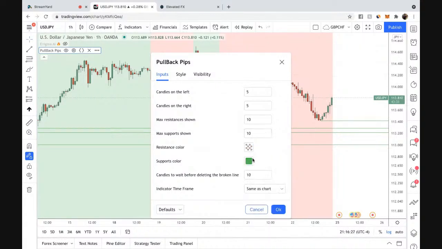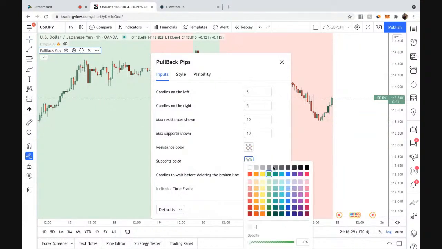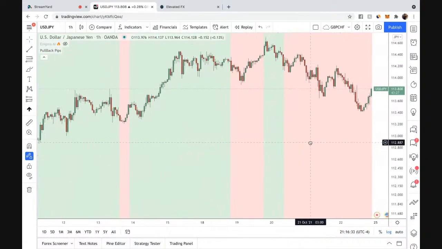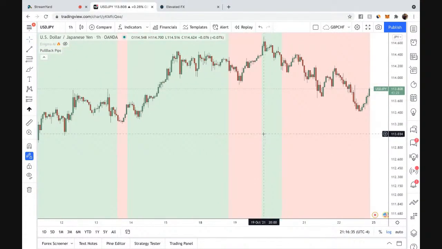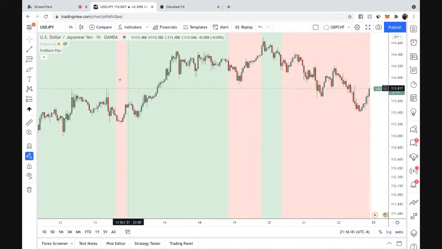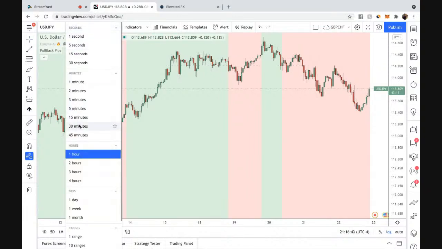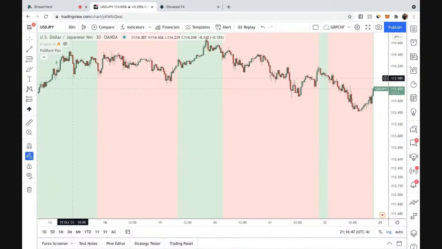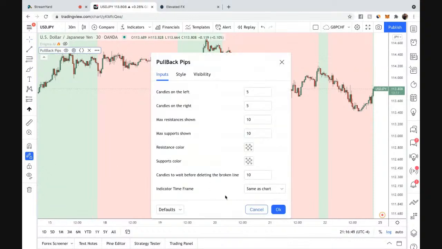Here, let me just show you guys the bias real quick. And then it's literally simple. Red represents we're in a seller's market. Green represents we're in a buyer's market. And the key thing you're going to be able to do is, for example, if you're trading on the 30-minute time frame, I'm going to give you guys some keys. You're going to go to your Pullback Pips, and you're going to make sure that the bias is on the 1 hour or the 2 hour.